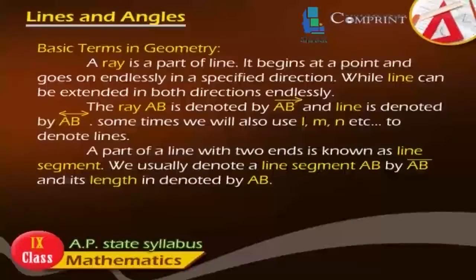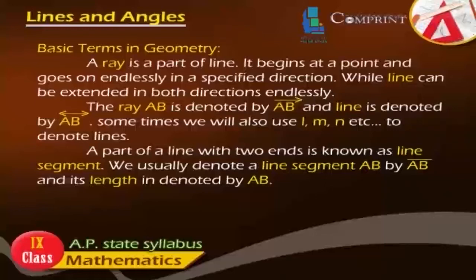Basic terms in geometry. A ray is a part of a line. It begins at a point and goes on endlessly in a specified direction, while a line can be extended in both directions endlessly. The ray AB is denoted by AB with an arrow, and a line is denoted by AB with an arrow pointing on both sides.